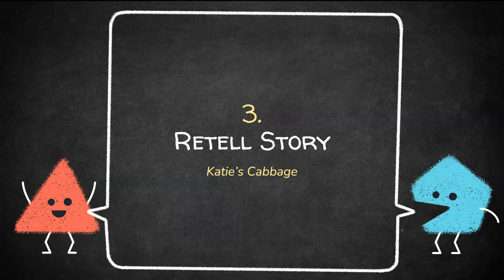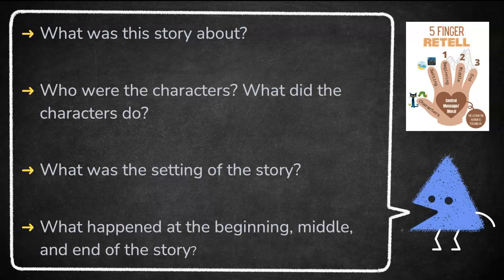And then after we read the story, we'd go through centers and all things like that. But the next day, day 3, we would go back and review Katie's cabbage and retelling the story. So I would focus on the 5-finger retell. We've talked about characters and settings so far, and we've talked about the central message and what the whole book is about. But we would say, what is the story about? What happened? Who were the characters? What did the characters do in the story? What was the setting? What happened at the beginning, middle, and end of the story?